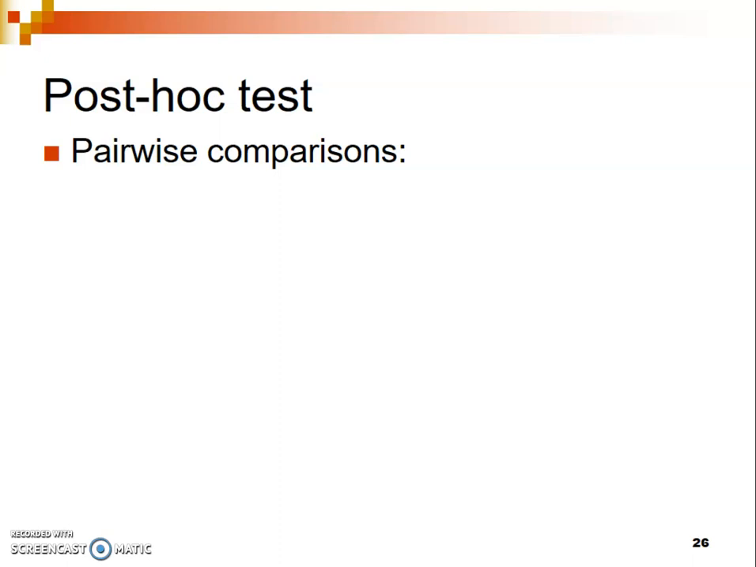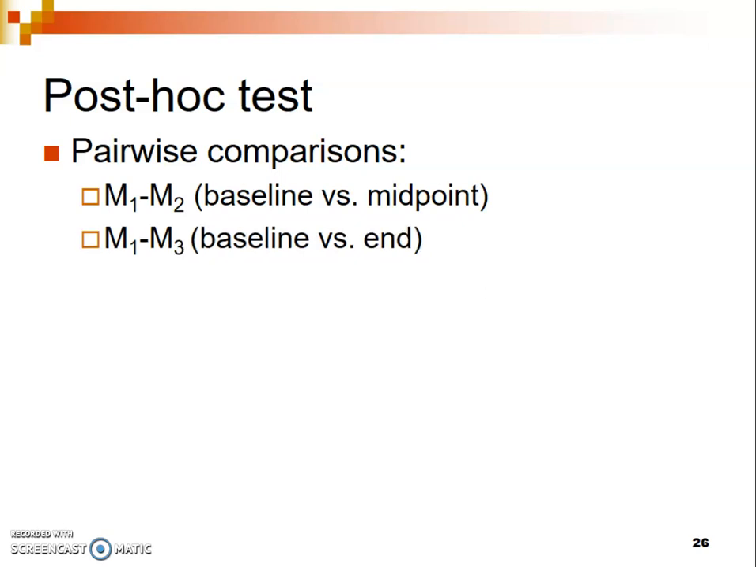So in this example, we had 3 different time points that we were comparing to each other. So one of the pairwise comparisons we can make is comparing that first time point to the second time point. So comparing the baseline measurement to the midpoint measurement. Another pairwise comparison we can make is comparing the baseline measurement to the endpoint. So comparing that first time point to the third time point. And then the last pairwise comparison we can make for this example is to compare that midpoint to the end.